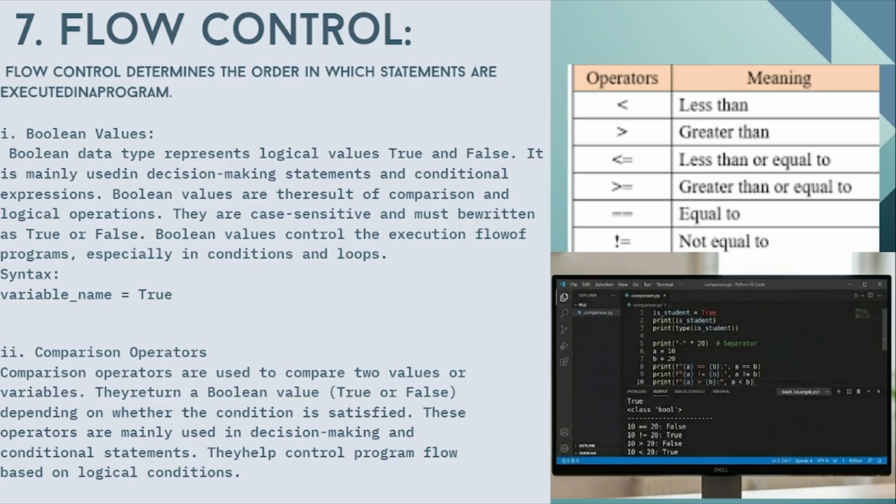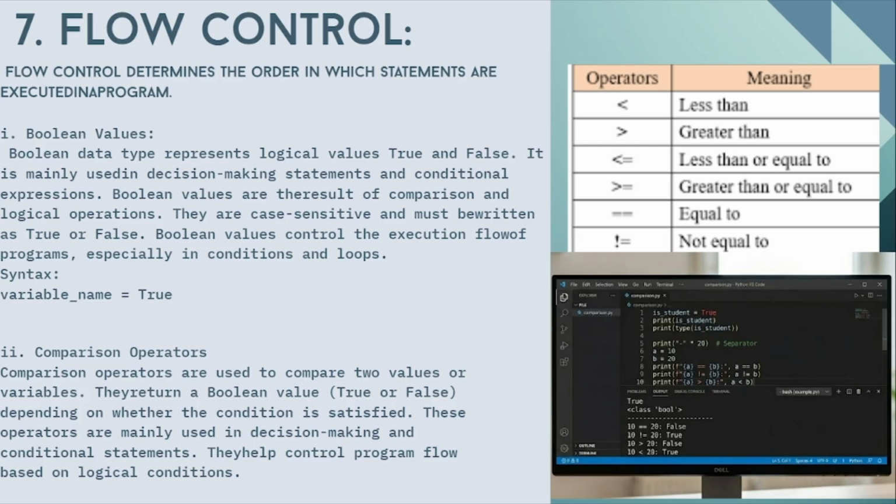These operators are mainly used in decision making and conditional statements, where we have to make any decision. They help control program flow based on logical conditions. Here you can see types of comparison operators. We have less than, greater than, less than equals to, greater than equals to, equals to, not equals to.